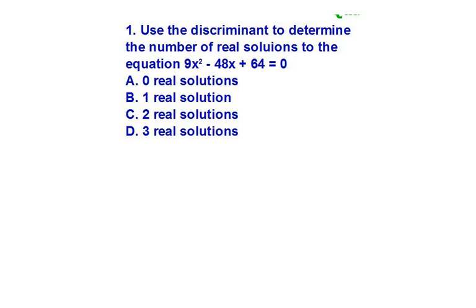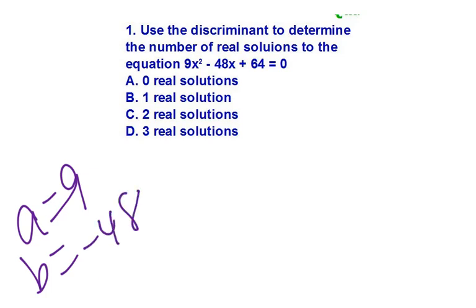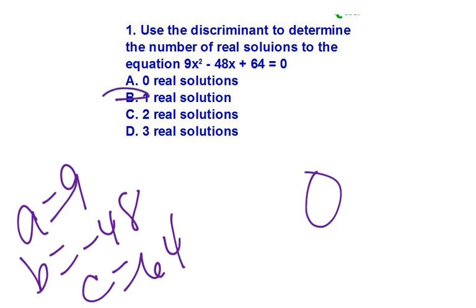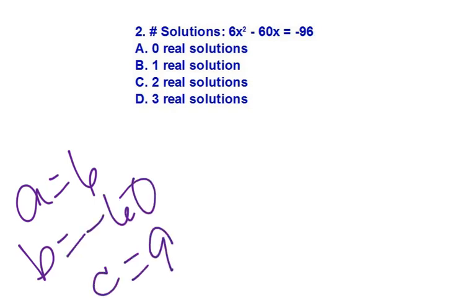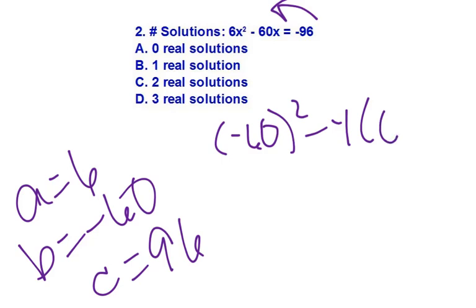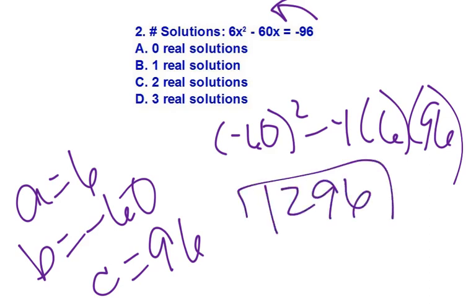So, same thing. Figure out A is 9, B is negative 48, C is 6. I got 0 for my discriminant, which means 1 real solution. A is 6, B is negative 60, C is a positive 96 because we had to move that over. So, negative 60 squared minus 4 times 6 times 96. I don't care if you write that down. You can just go straight to your calculator. You get 1296. It's positive, and so that means you have 2 real.